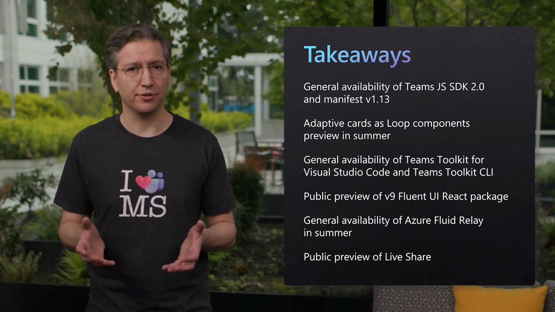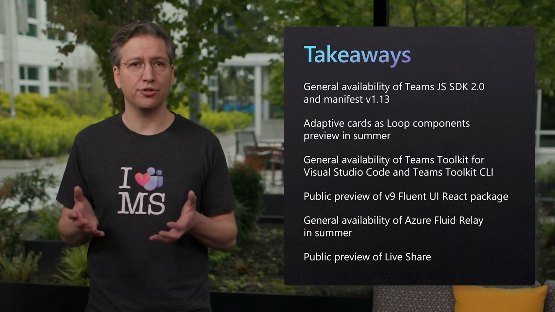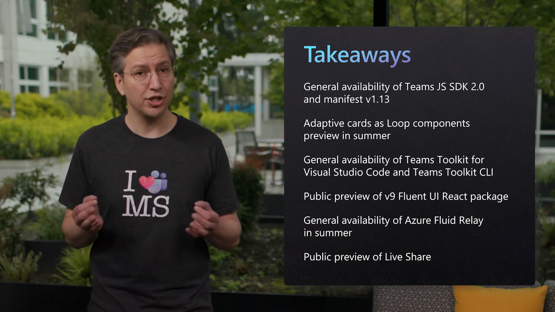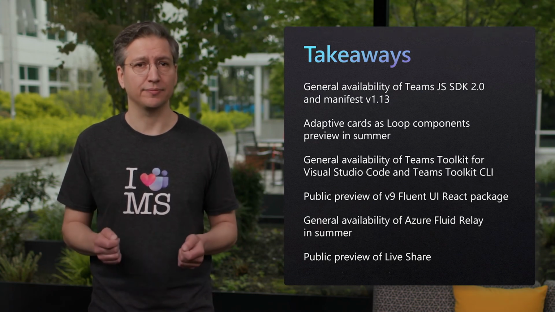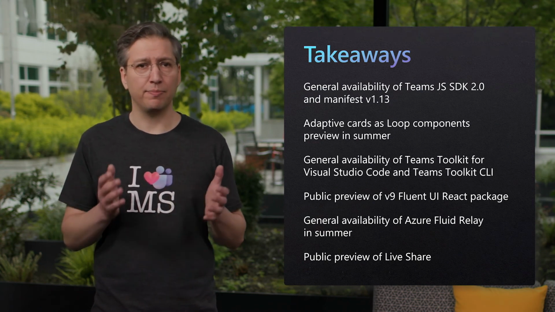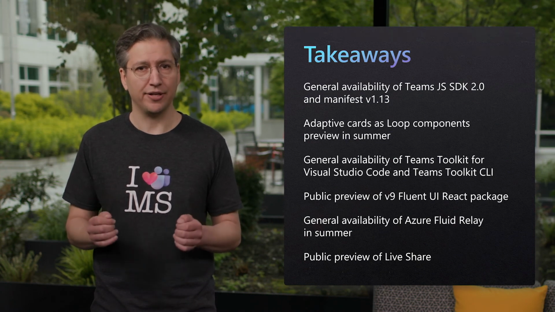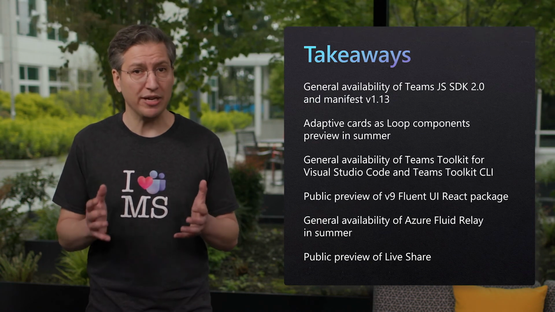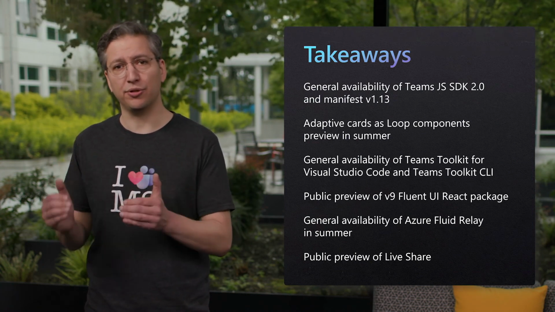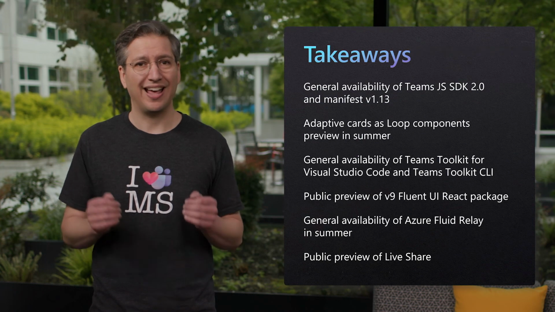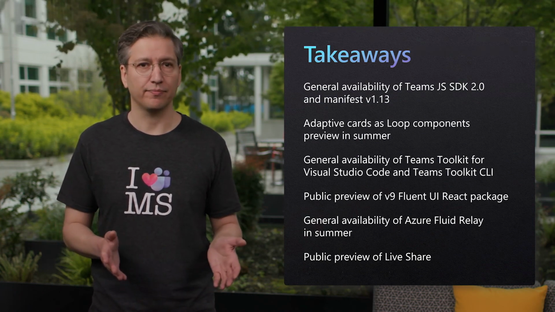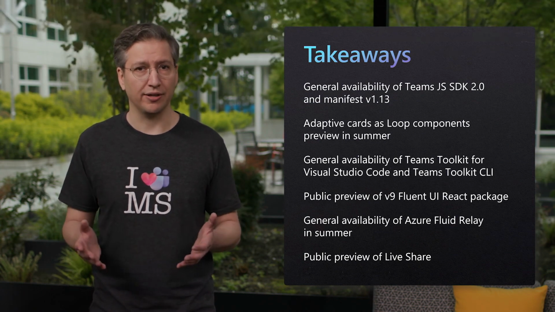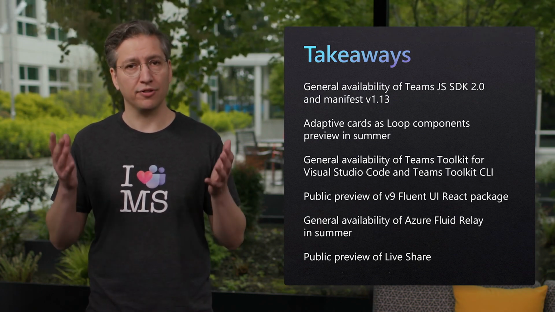As Divyanka promised, there's a lot of new and exciting tools available for you to create innovative collaborative experiences. Let's recap the big announcements from today. Divyanka talked about the updated Teams JS SDK and manifest, and adaptive cards as loop components. Tomomi announced the general availability of the Teams Toolkit for Visual Studio Code and the Teams Toolkit CLI. And I shared the general availability this summer of Azure Fluid Relay and the public preview of Live Share.